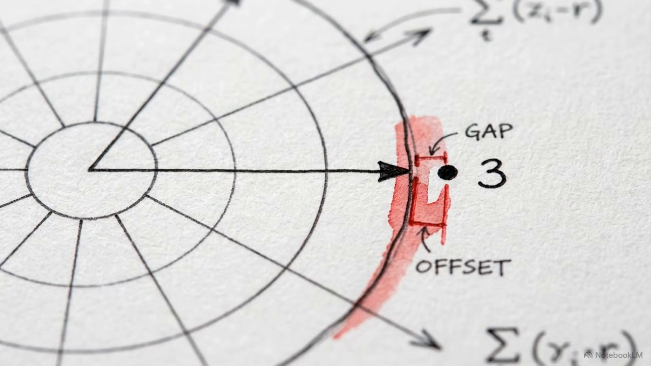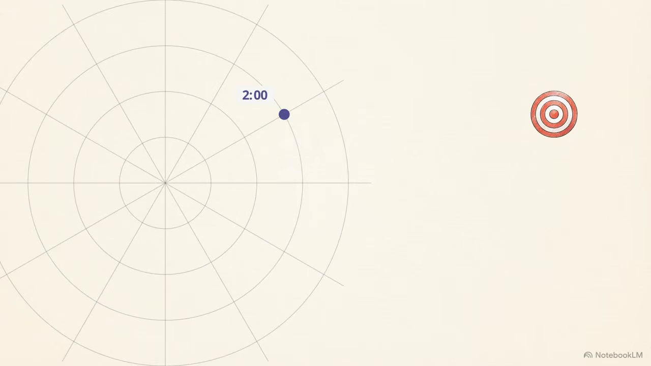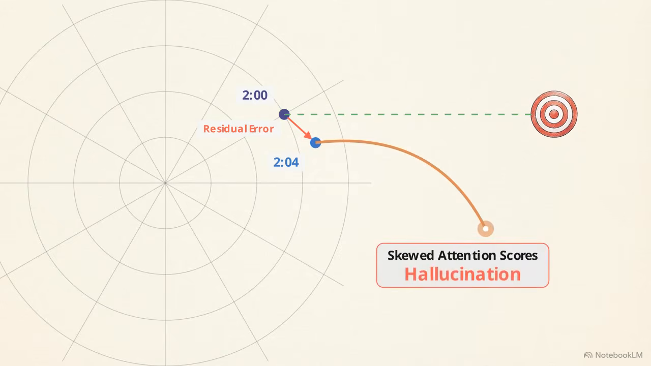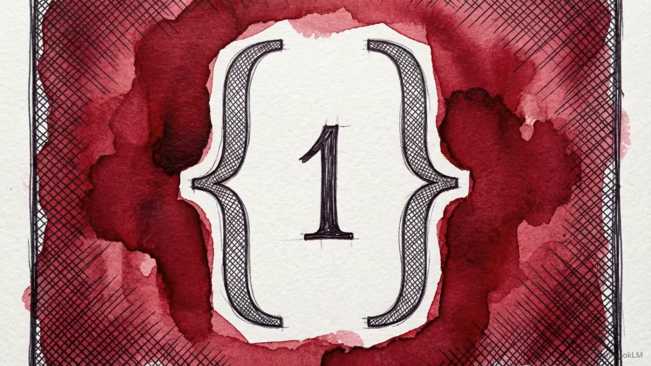If a dart lands at 2:04, snapping its location to a 2 o'clock coordinate introduces a rounding error. If these microscopic residual errors compound across billions of parameters, they skew the model's inner product estimates. The attention scores drift off course, and the LLM begins to hallucinate. This is where phase 2 kicks in, the quantized Johnson-Lindenstrauss transform, or QJL.